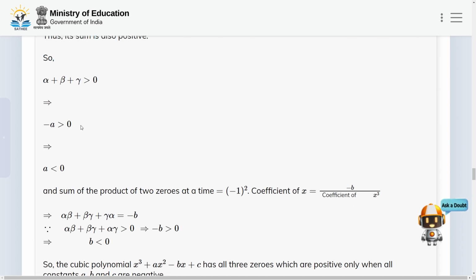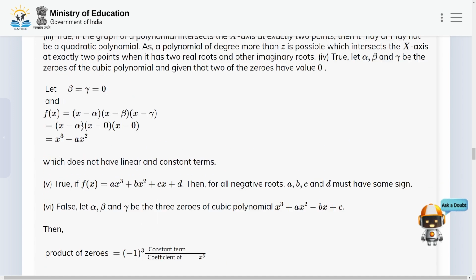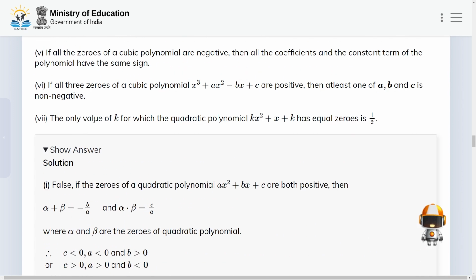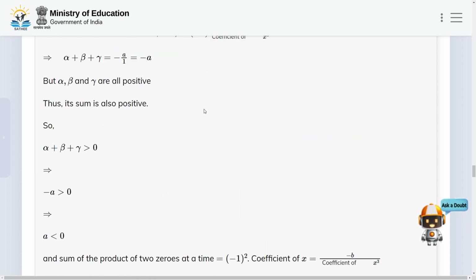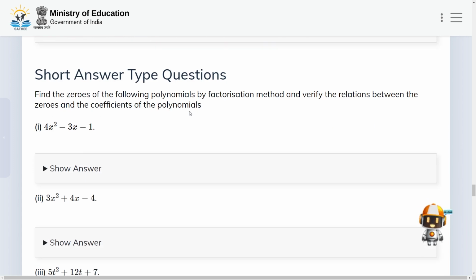Okay, so the given statement in the seventh one is actually a false statement. Now let us move to the next section. In the next section, we will discuss short answer type questions.